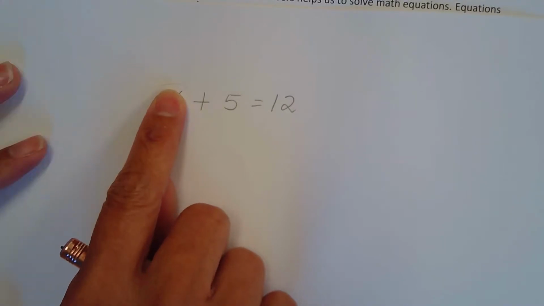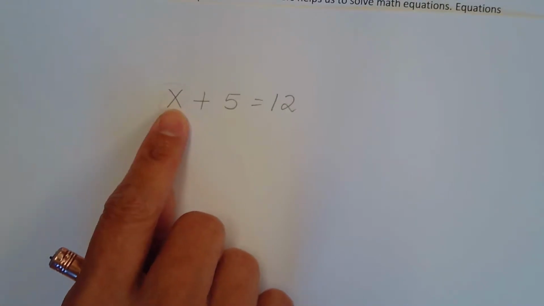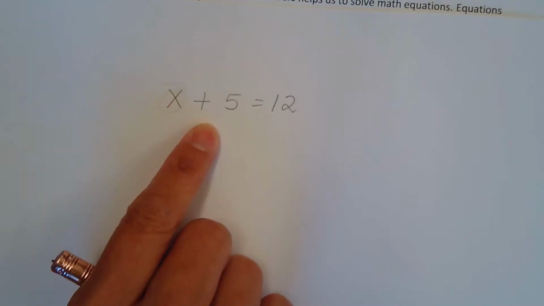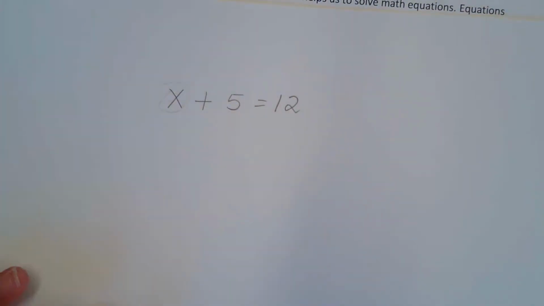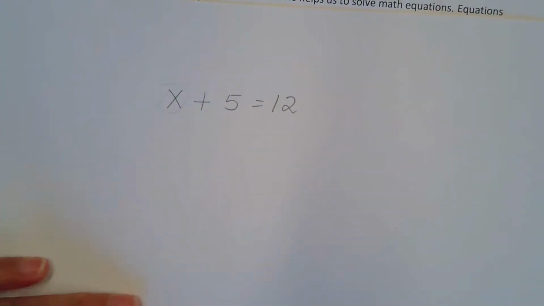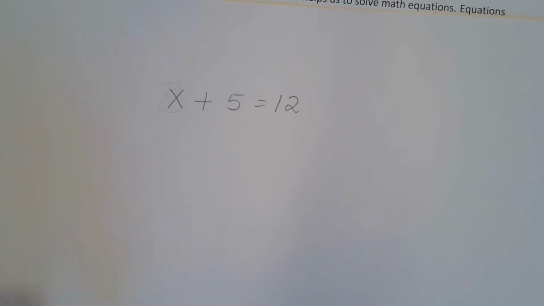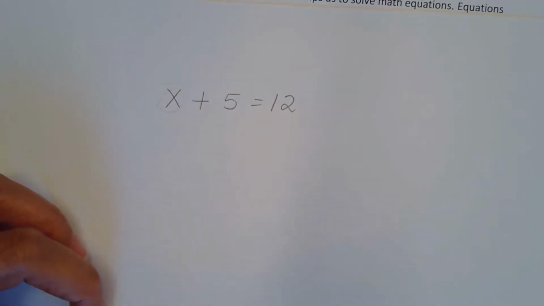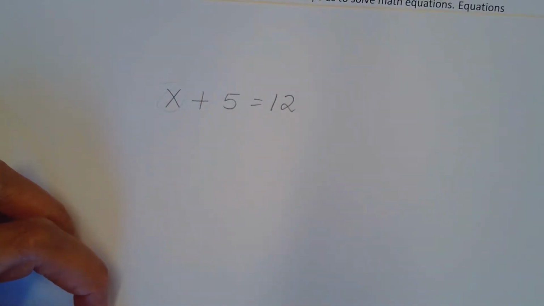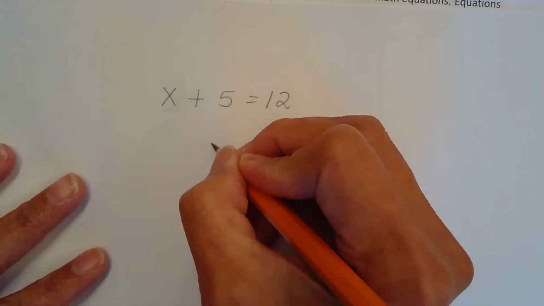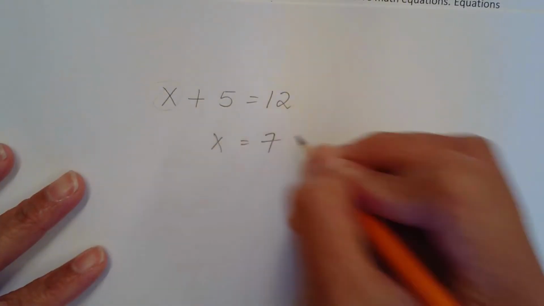Something that you add 5 to will give us 12. So what would that be? Something that you add 5 to will give us 12, so 7. Okay. So we know it's 7.